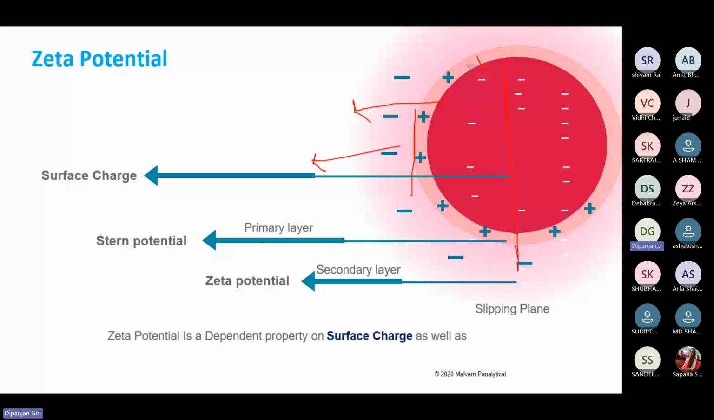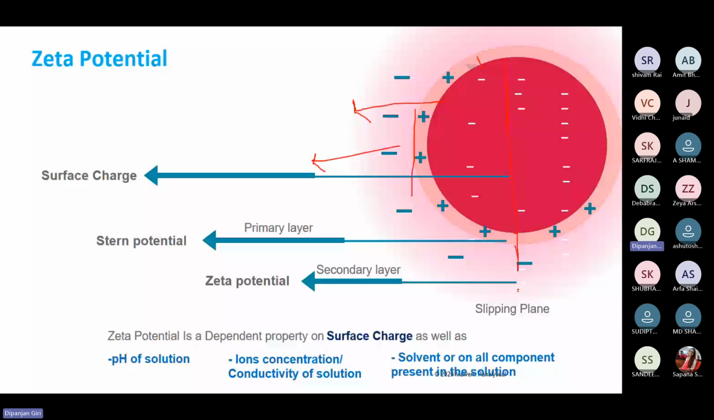And the potential difference between this layer and this layer is known as your zeta potential, right? So this is the zeta potential. It is dependent on the surface charge, as well as the pH of the solution, ion concentration, and the solvent or all components present in the solution. In very physical significance, zeta potential basically tells the stability of the particles.